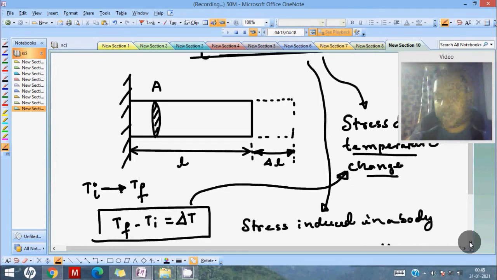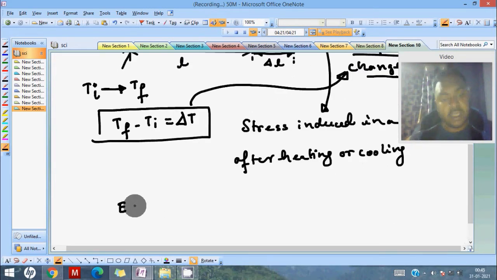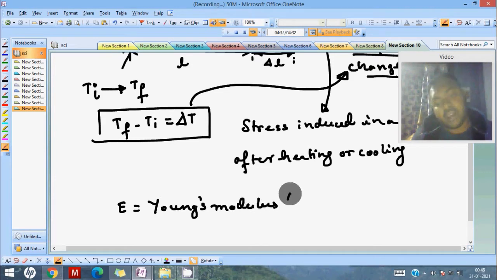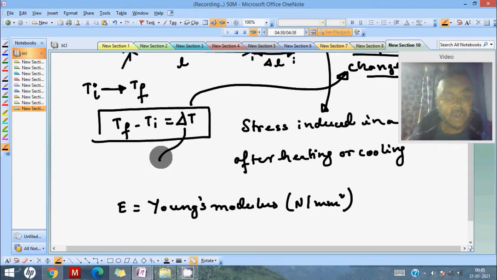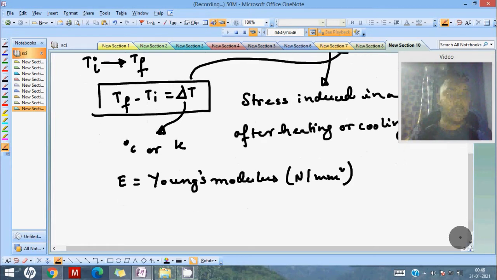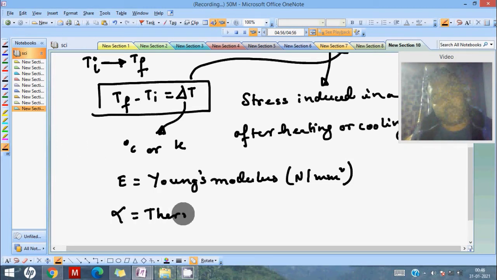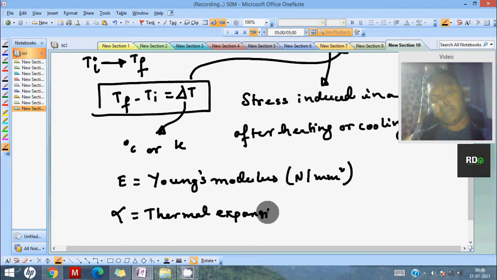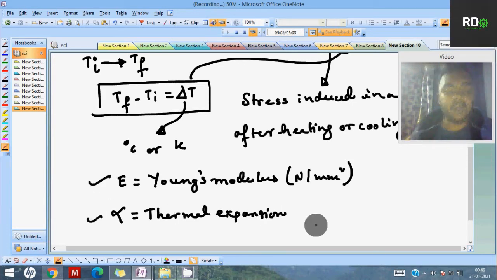There are other properties also, that is E, or some of you might take it as Y, the Young's modulus. As we all know, Young's modulus will be in Newton per mm square. And delta T will be either in degree Celsius or Kelvin; we will consider whichever is given in the numerical problem. And alpha means the thermal expansion coefficient. These are material properties, whatever material you are using.